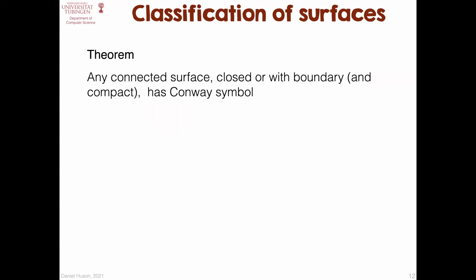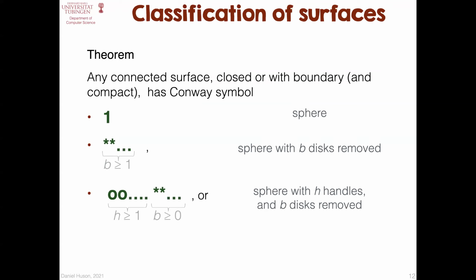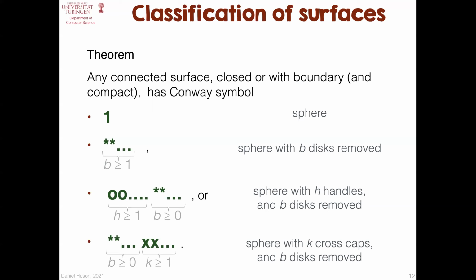So the theorem that we can now formulate is that any connected surface, closed or with boundary, has Conway symbol 1 if it's a sphere, or B stars if it's a sphere with B disks removed, or it's H rings followed by B stars, where B is greater or equal to 0, a sphere with H handles and B disks removed, or you have 0 or more stars followed by 1 or more crosses. By convention, in Conway's notation, you first list any rings and then the stars, if any are present, and stars come before crosses.